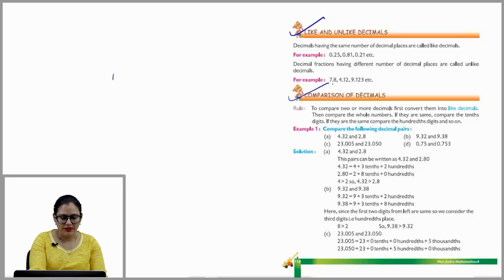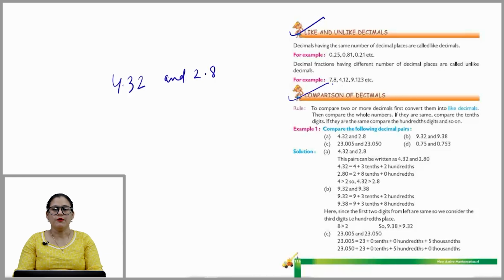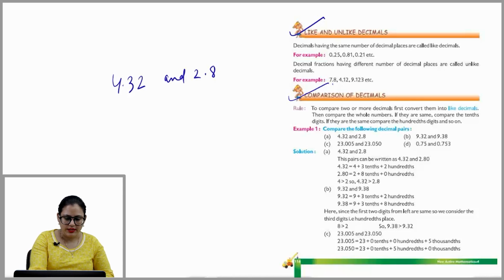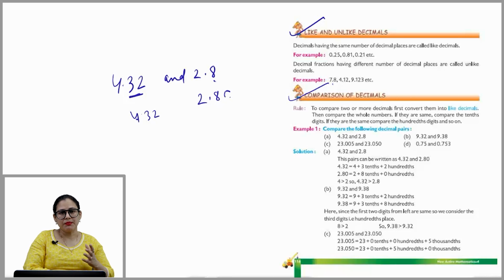Okay. So, you have 4.32 and 2.8. According to the rule, first we will convert them into like decimals. See, there are 2 decimal places, but here there is only 1 decimal place, so we will add a 0 here. Now, first we will compare the whole numbers. The whole number is 4 and here 2. So, which one is greater?